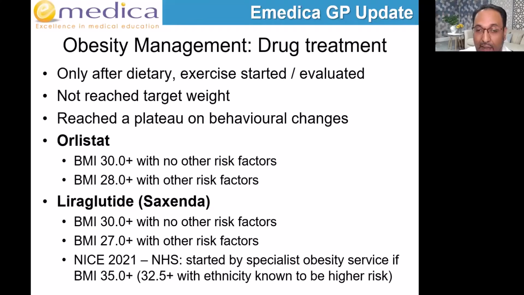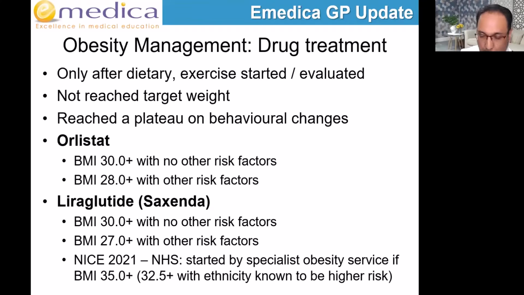Okay. Liraglutide, brand name Saxenda. The BNF license for this is 30 plus with no other risk factors, 27 plus with other risk factors. But in the NICE guideline from 2021 and in the 2025 guideline, this hasn't changed.